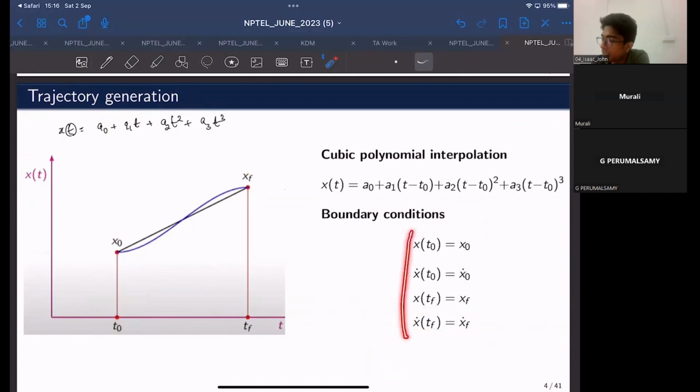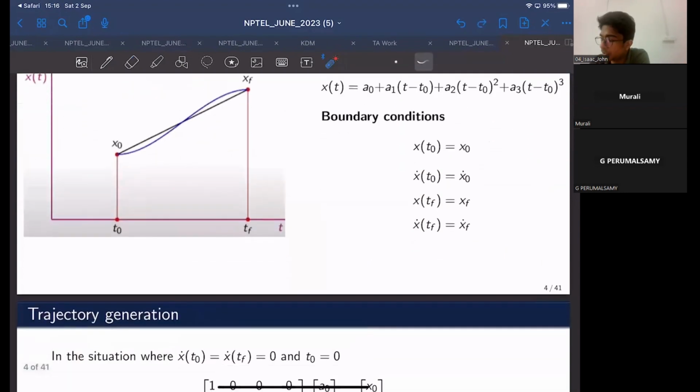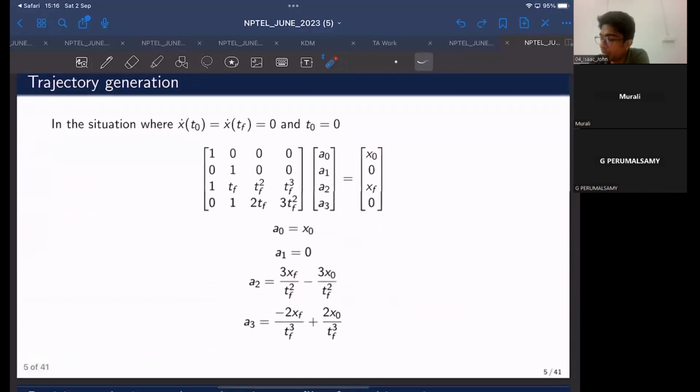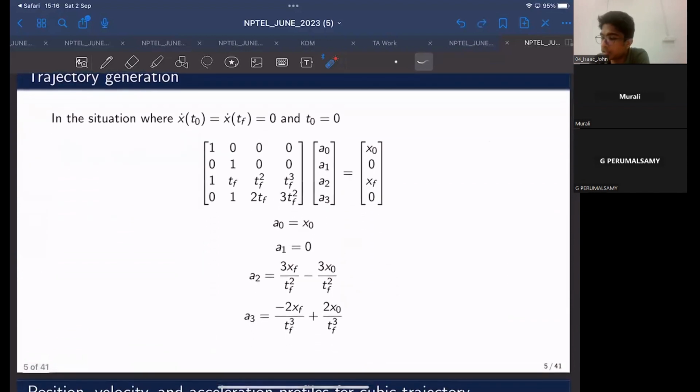So using all these boundary conditions, we can formulate four linear equations in four unknowns. With that, we can solve for the coefficients a0, a1, a2, and a3. Right? So that is what we have depicted in this slide.